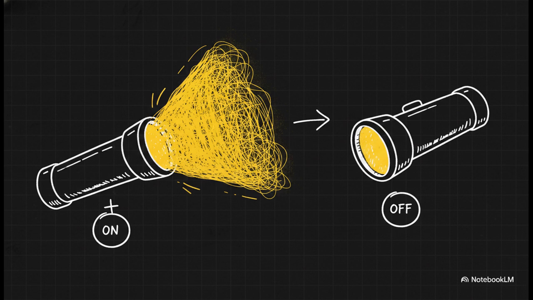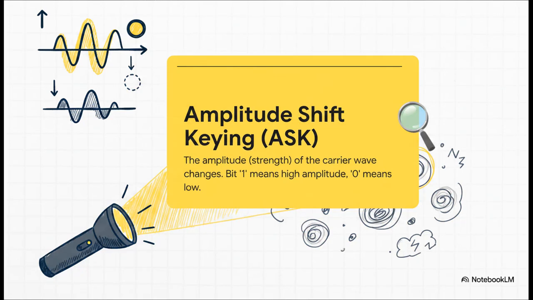You're modulating. So that flashlight trick, it actually has a technical name, amplitude shift keying, or ASK for short. Amplitude is just a fancy word for the strength of the wave. So a 1 is a high-strength wave, and a 0 is a low-strength wave. It's super simple to do, but just like a dim flashlight on a foggy night, it gets messed up really easily by noise and interference.